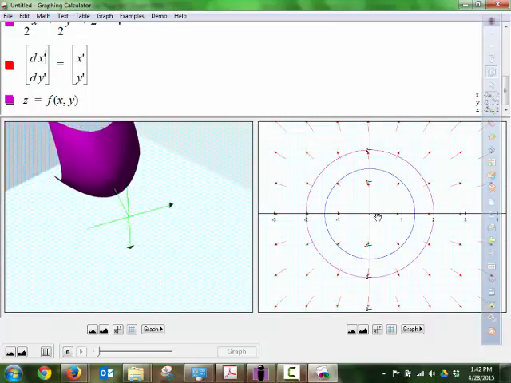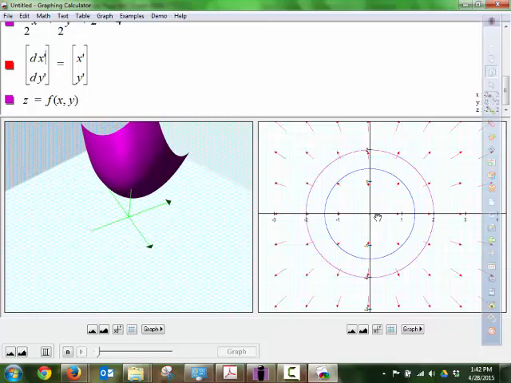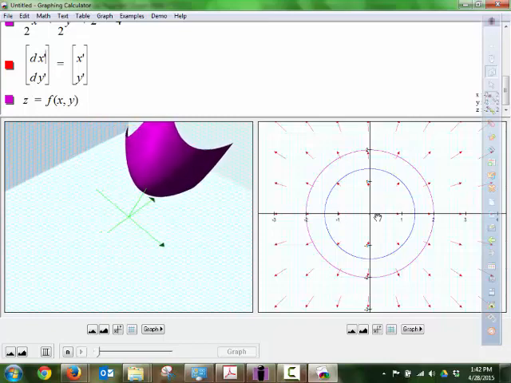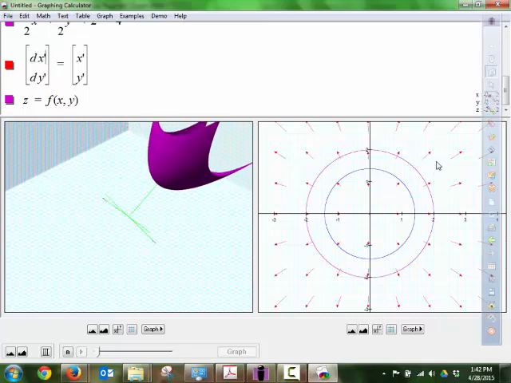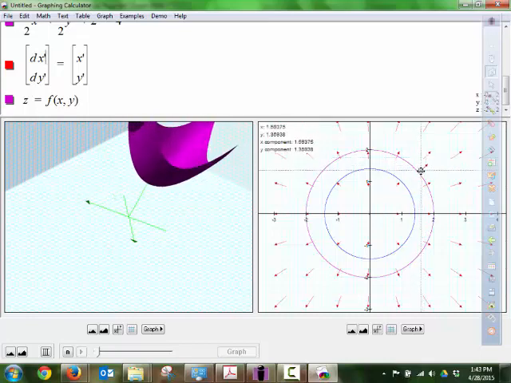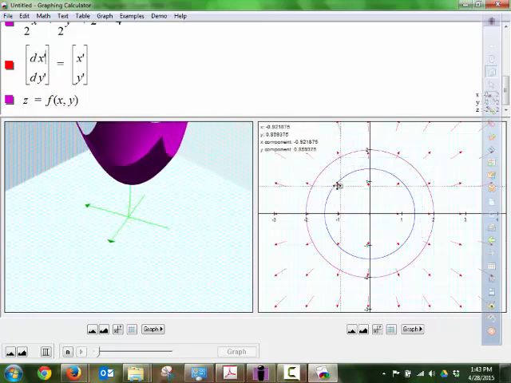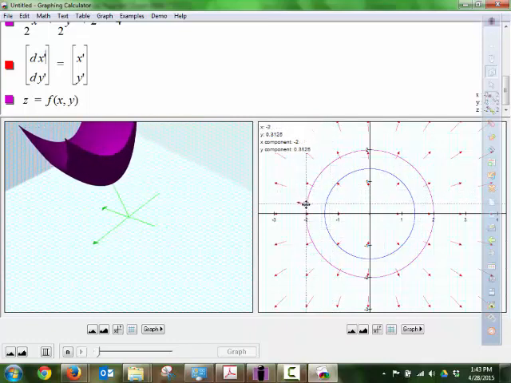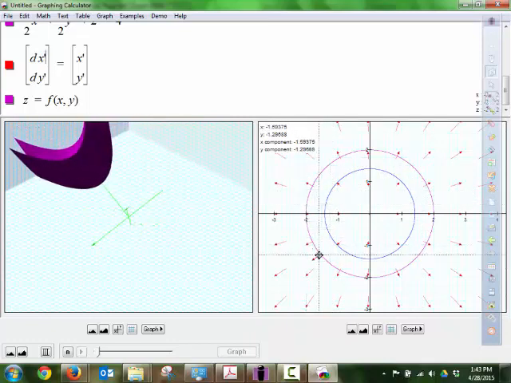So if you look at the vectors coming out of the vector field, they look like they're all going to be perpendicular to the level curve. And if you want to take one of these vectors and put it right on the level curve, you can see that wherever you are on the level curve, it looks like it'll end up being perpendicular to that.